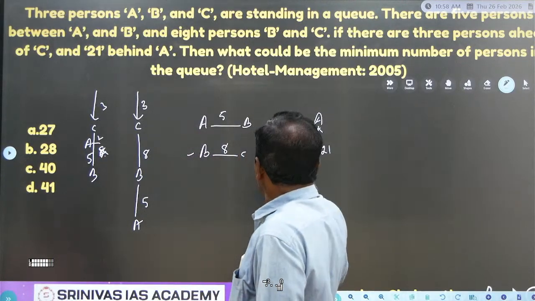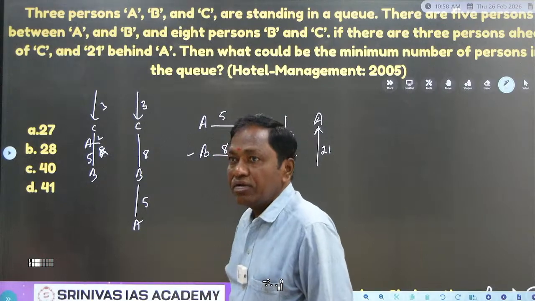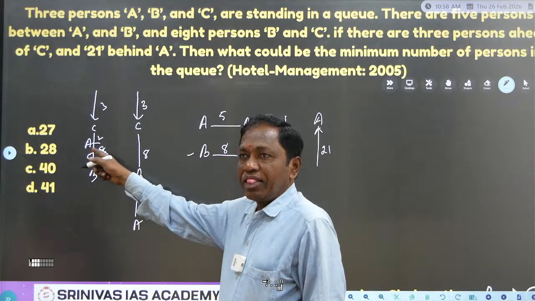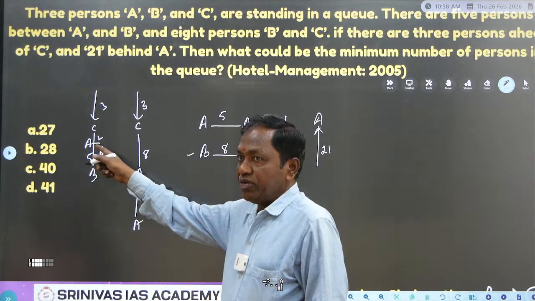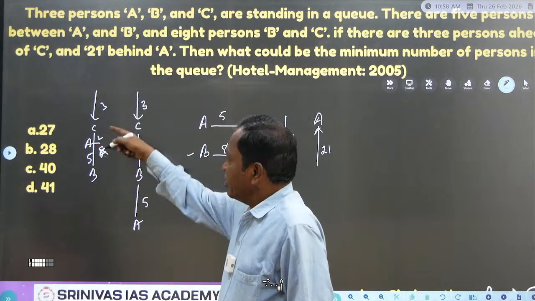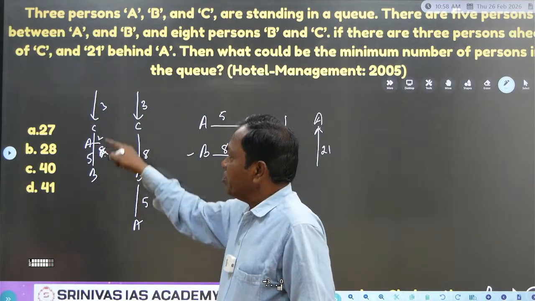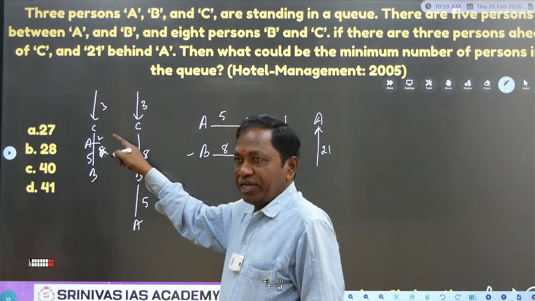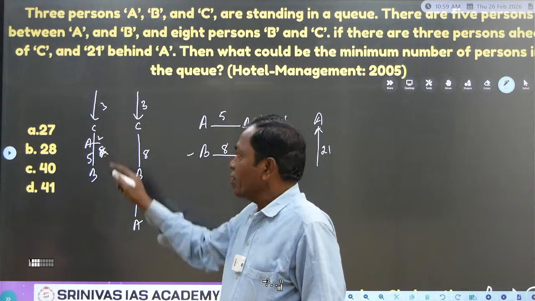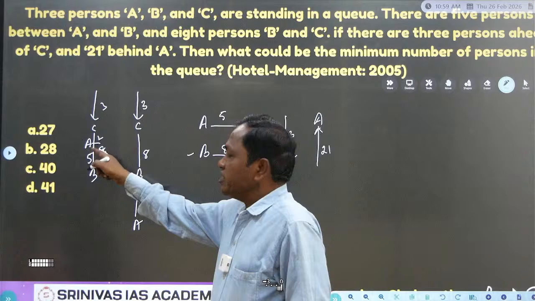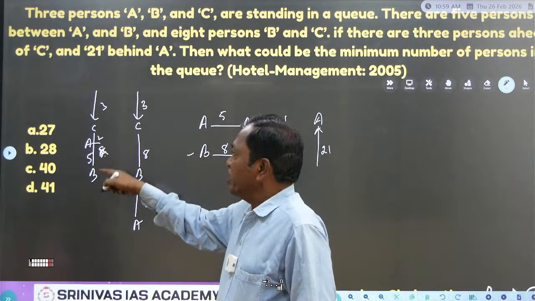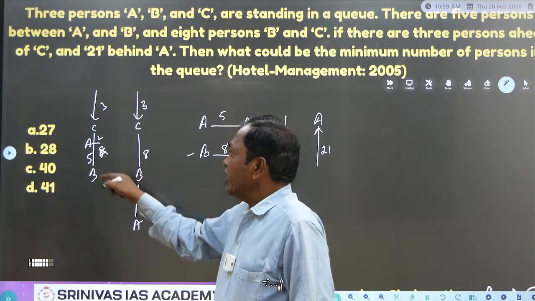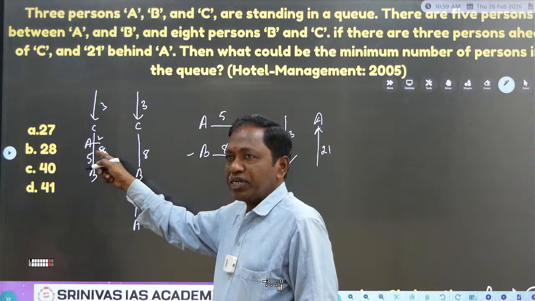Now behind A how many are there? 21. 3, no, sir. 8 minus 5, 3. No, but A, if you take A, don't you count A? Yes, sir. 5 is 8. No, there must be 8 people between C and B. A, 5. A also should be counted. The total is 5 plus A plus 2, 8 people. There must be 8 people between C and B. If A comes here, A is also counted.